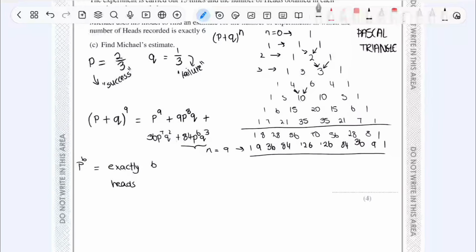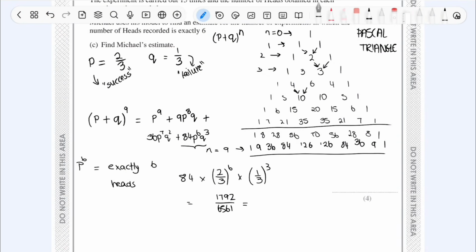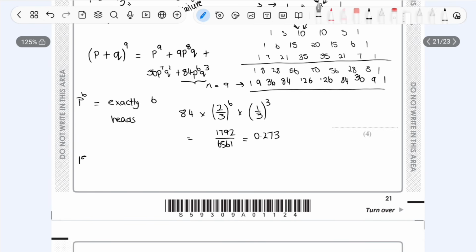And now we just need to put the value of that in. We can have 84 multiplied by 2/3 to the power of 6 multiplied by 1/3 to the power of 3, which is equal to 1792 divided by 6561, or 0.273. He does this 15 times, and since each has a probability of 0.27, it happens roughly 4 times.